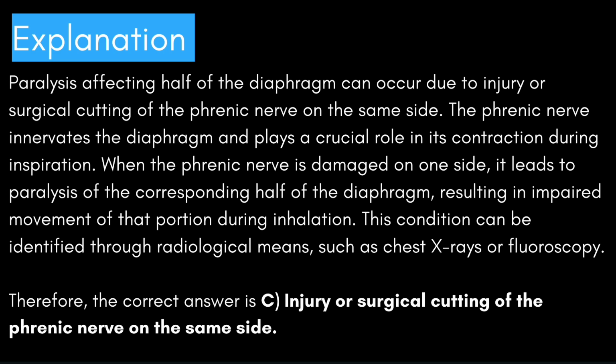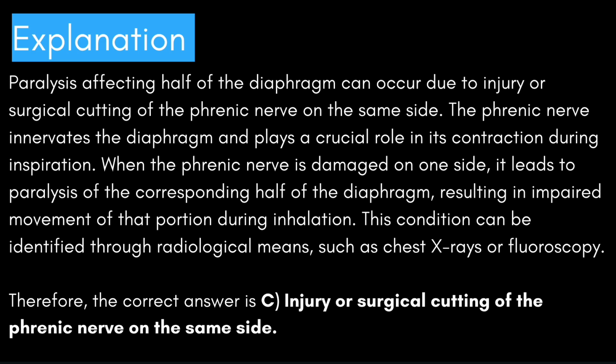Paralysis affecting half of the diaphragm can occur due to injury or surgical cutting of the phrenic nerve on the same side. The phrenic nerve innervates the diaphragm and plays a crucial role in its contraction during inspiration. When the phrenic nerve is damaged on one side, it leads to paralysis of the corresponding half of the diaphragm, resulting in impaired movement of that portion during inhalation. This condition can be identified through radiological means such as chest x-rays or fluoroscopy. Therefore, the correct answer is C, injury or surgical cutting of the phrenic nerve on the same side.